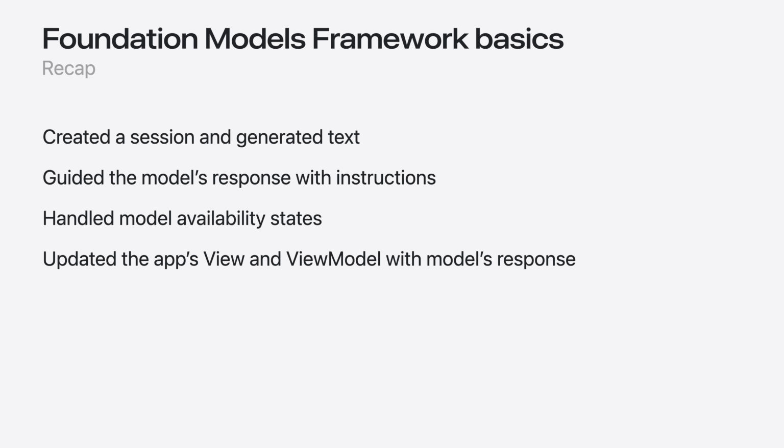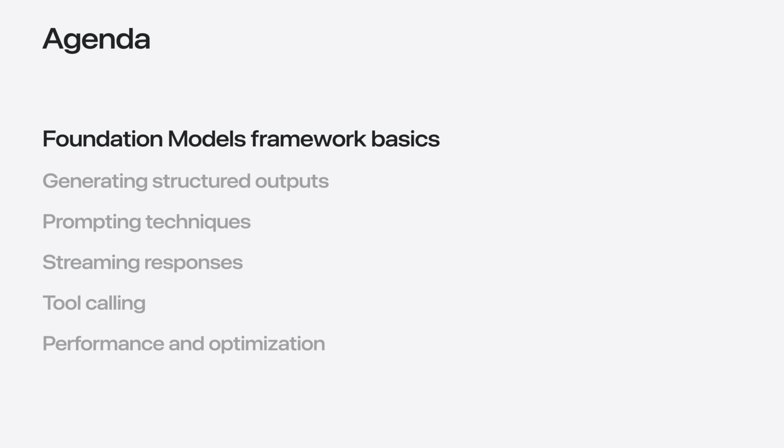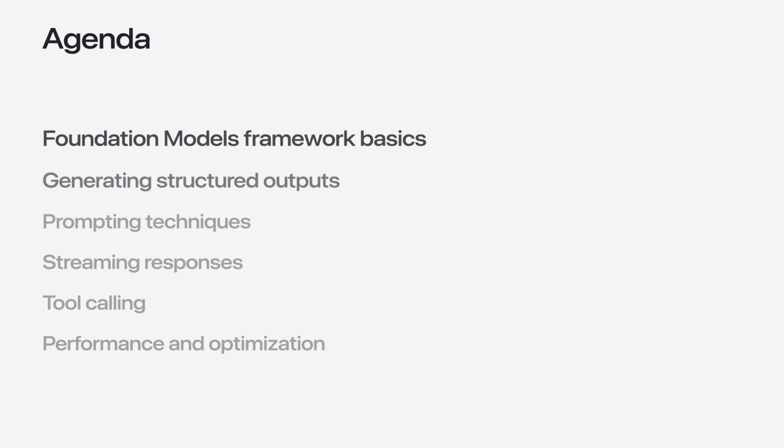For now, let's quickly recap chapter 1. In this chapter, we learned how to create a session and prompt the model for a basic text response. We saw how to provide instructions to guide the model's output, and we covered how to handle different availability states using the availability API. Finally, we integrated these features into our app by updating the view model and view. That wraps up chapter 1.